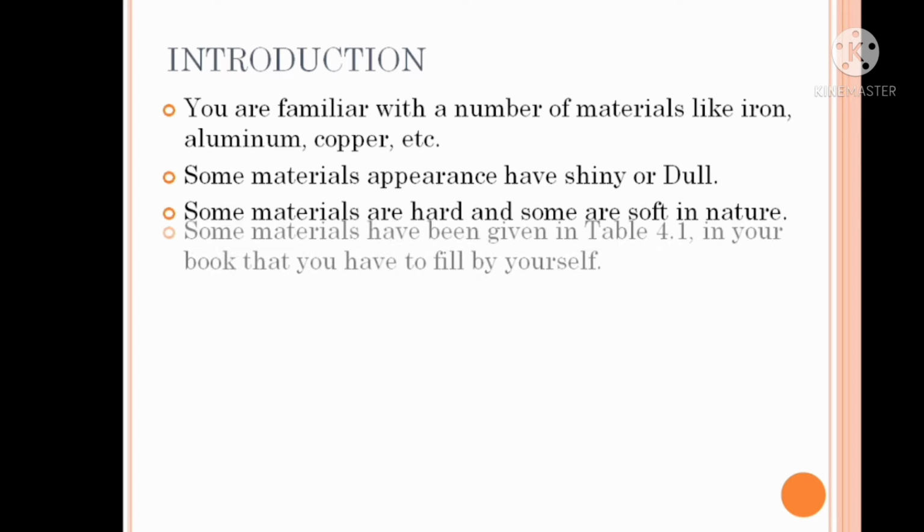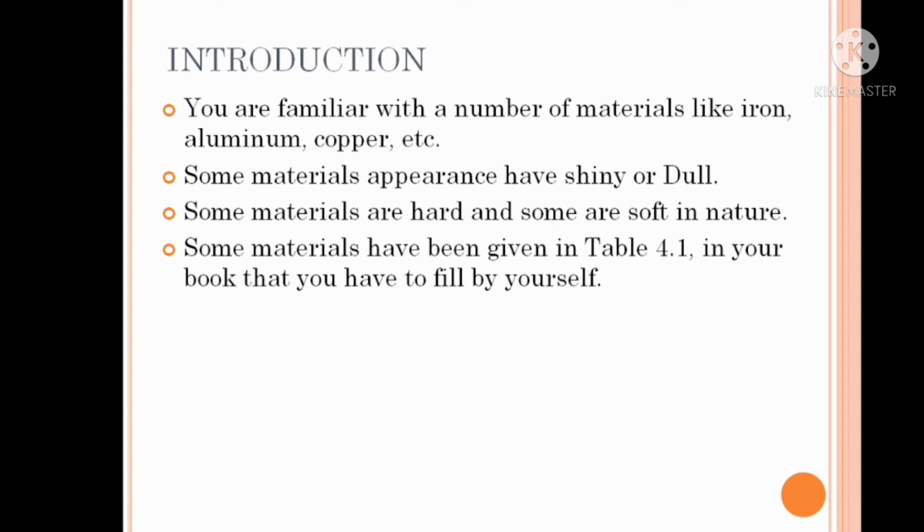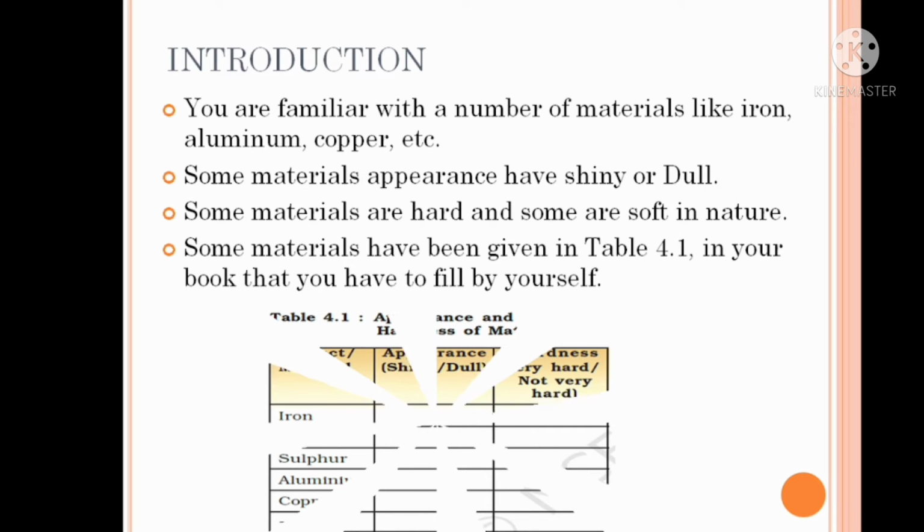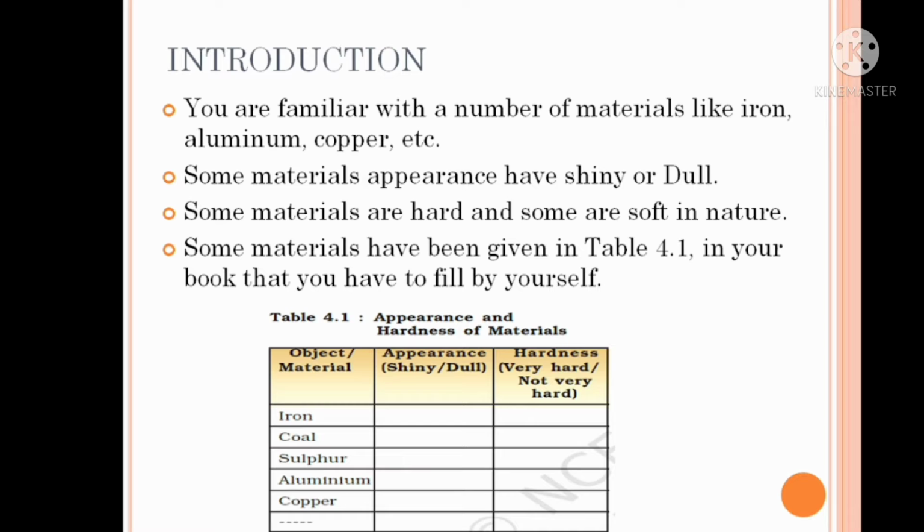in your day-to-day life. Some materials have been given in Table 4.1, which is in your book, that you have to fill in: objects and materials like iron, coal, sulfur, aluminum, copper. These are different kinds of materials, metals and non-metals, and you have to fill in their shapes, hardness and materials.